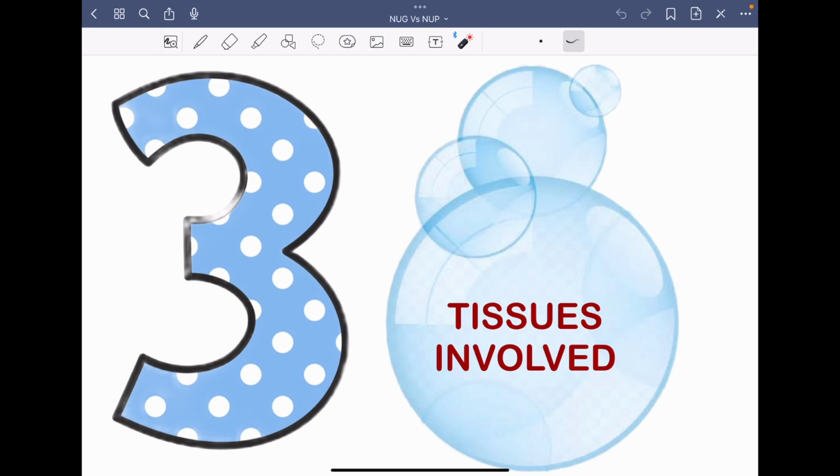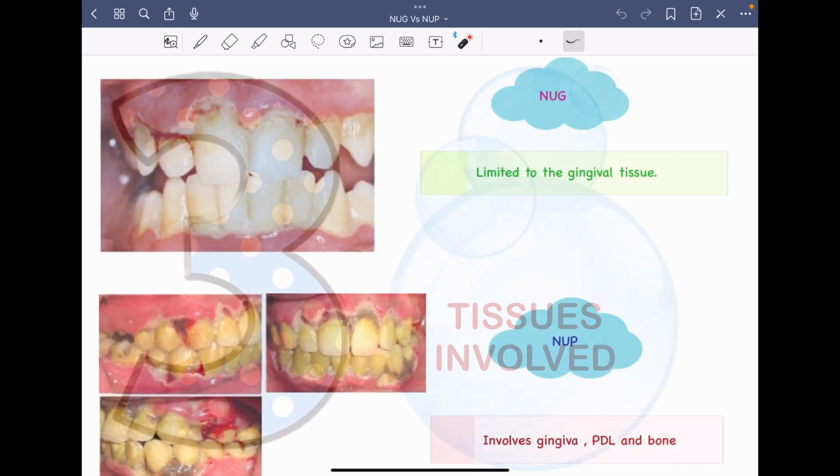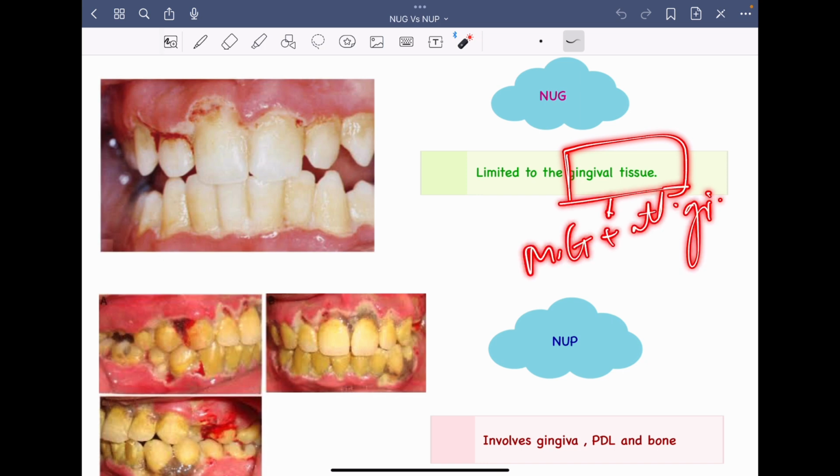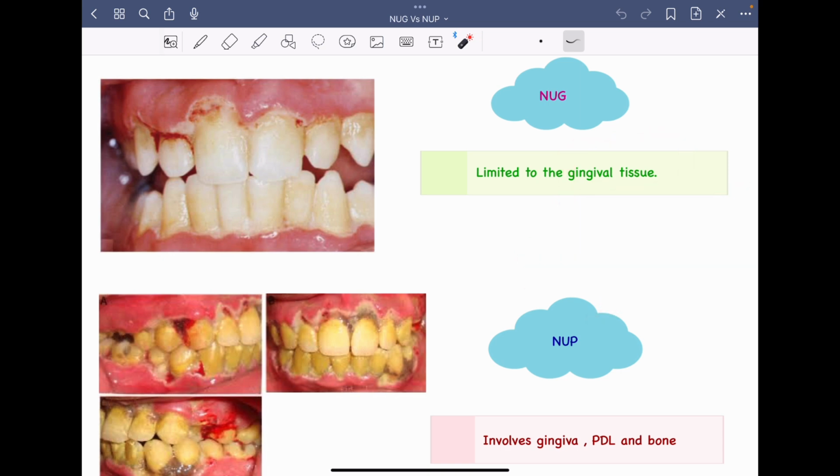Moving on further, our third point of differentiation is based on the tissues which are involved in these diseases. So as we have seen previously, NUG is related and is limited to gingival tissues only, right? So when we talk about gingival tissue, we mean marginal gingiva plus attached gingiva plus our interdental papilla as well. So there is extensive sloughing and necrosis of gingival tissues only.